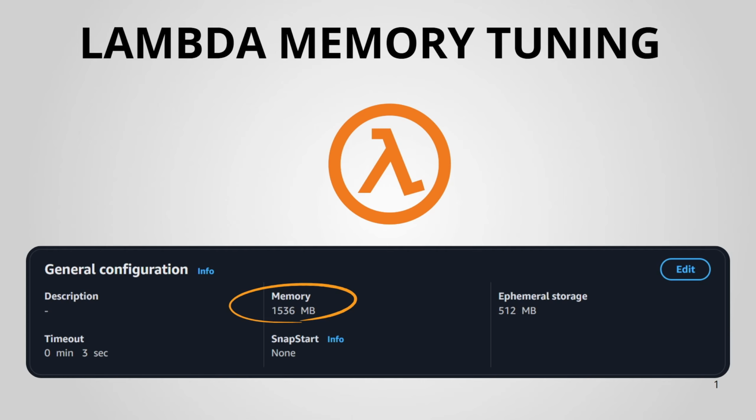What if I told you your Lambda functions could be running half of the time and costing less? By the end of this video, you'll know how to easily find the best memory configuration that balances performance and cost, making your functions faster and cheaper.